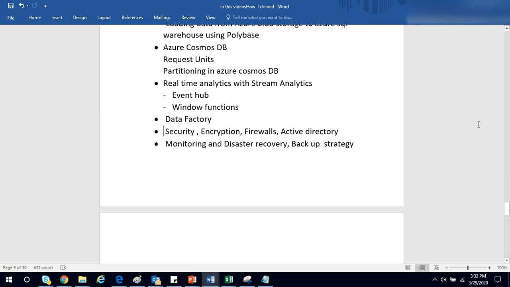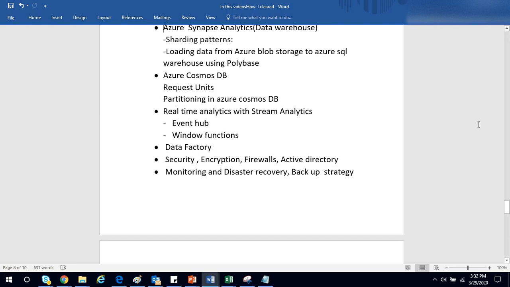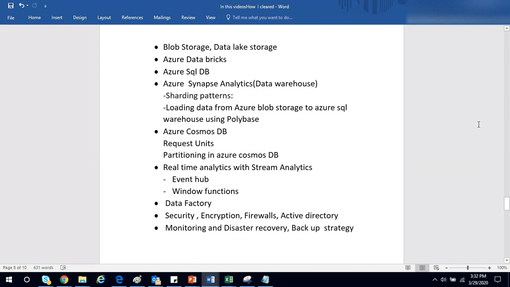In the exam, I got questions about Azure Blob Storage, 2 to 3 questions; Azure Databricks, around 4 questions; Azure SQL DB, 2 to 3 questions; Azure Synapse Analytics, around 5 questions; Azure Cosmos DB, around 5 questions; Azure Streaming, around 4 to 5 questions; Azure Data Factory, around 4 to 5 questions; and security and monitoring, around 4 to 5 questions.